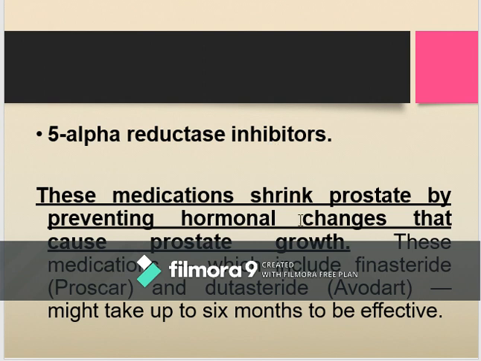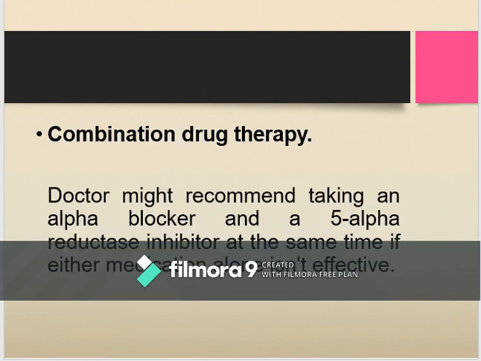Why does the patient experience the symptoms? Because the prostate is enlarged. So once the prostate shrinks, the problem is solved. And these are the drugs that come under the 5-alpha reductase inhibitors, and the patient may need to continue the drugs for up to 6 months to get an effective management outcome. Next is combination drug therapy.